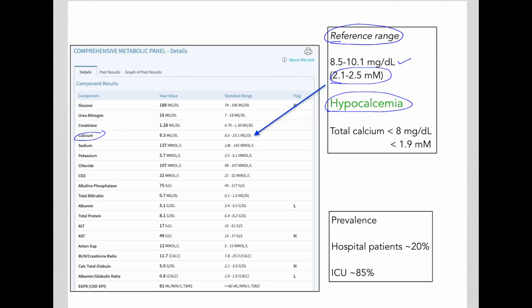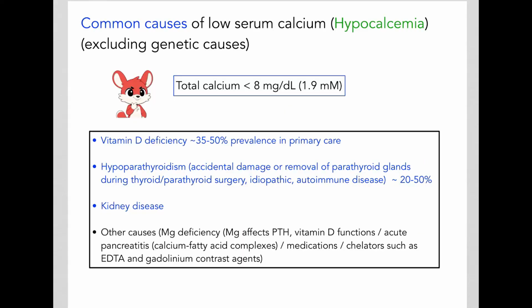Hypocalcemia: the total calcium is less than 8 milligrams per deciliter. So that's about less than 1.9 millimolar. How common is hypocalcemia? In hospital patients, it's estimated that about 20% have hypocalcemia, and that number increases to 85% in the intensive care unit.